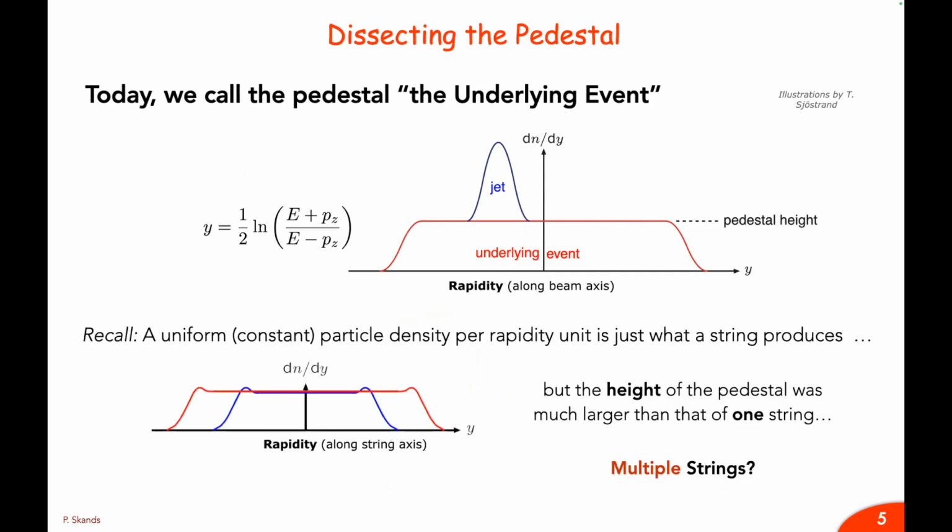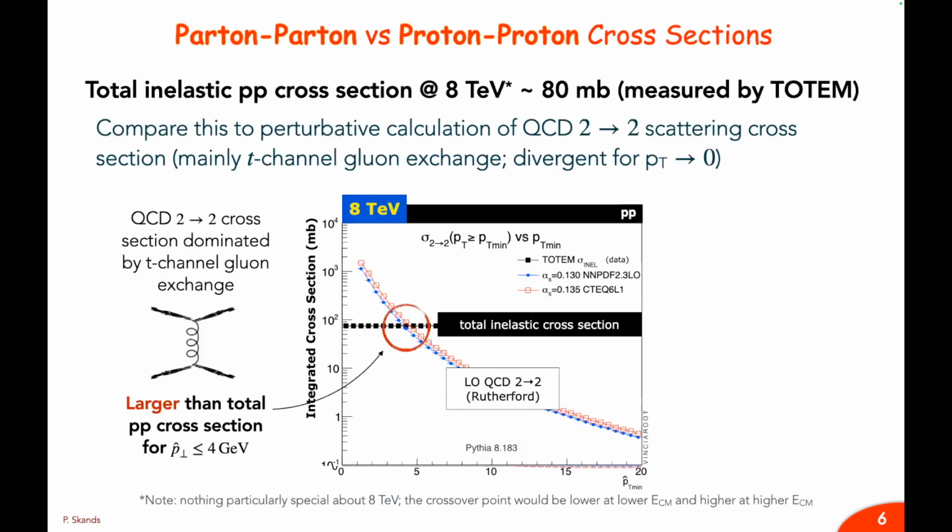So that looks a lot like this constant rapidity plateau that we discussed when we discussed string fragmentation. But the funny thing is that this underlying activity, this plateau, is much higher than for a single string. So if we want to stick with something that is sort of string-based, or build this underlying event up with strings, could there be multiple strings here, several strings? That's at least a naive idea that we could have if we wanted to build up this kind of underlying activity underneath the jet.